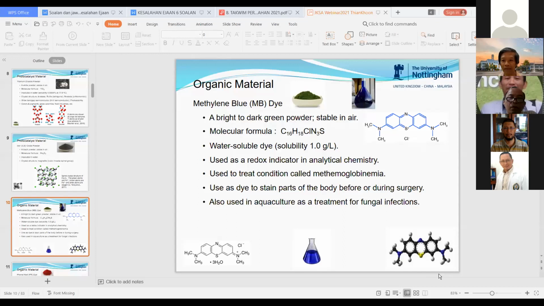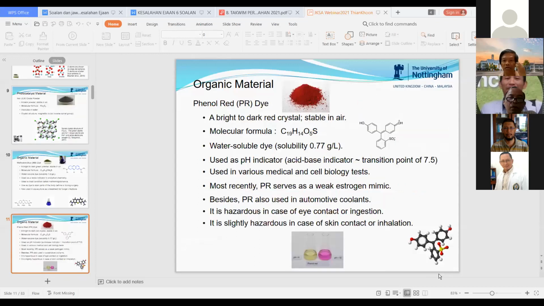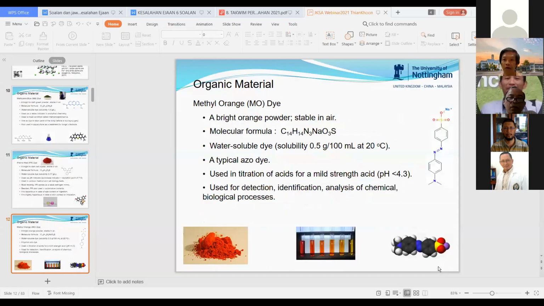The second one is phenol red. We are looking at phenol red because of its applications. It is a good pH indicator, although it is a little bit carcinogenic. Its use in research is very broad, so that's why we also try to look at it. The third one is methyl orange. This is a really carcinogenic dye. So these are the 3 organic dyes that we used for our first part of the experiment.